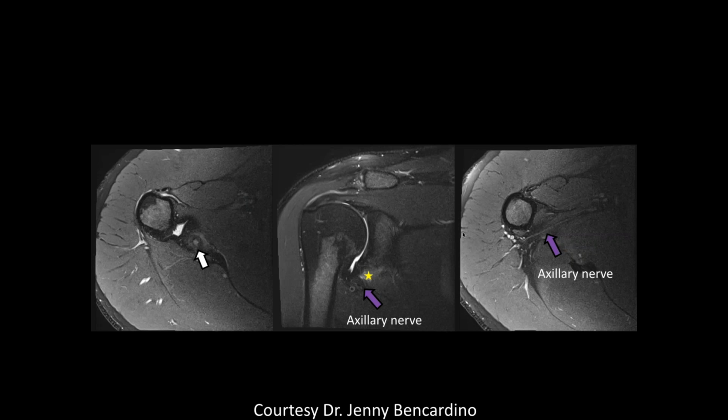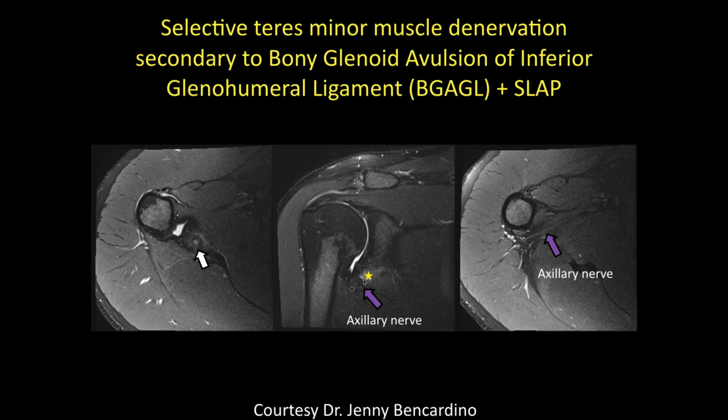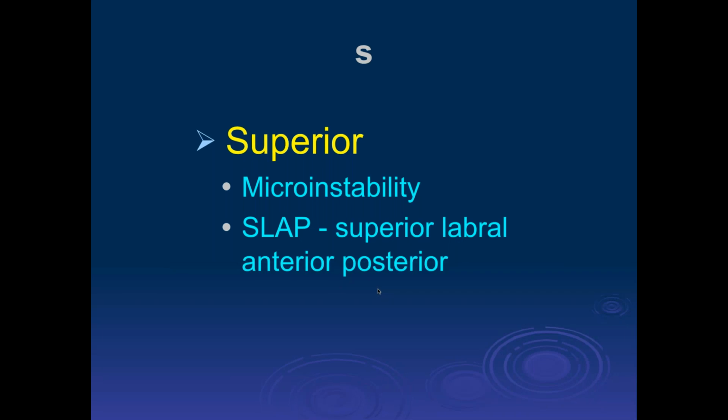And then this is the area of the axillary nerve in here. So this was a chronic injury here, which led to scarring and involvement of the axillary nerve. And the bony irregularity was some avulsion of a piece of the bone off inferiorly, which in this case led to a denervation problem with the axillary nerve. Okay. So let's move on to the superior labrum.